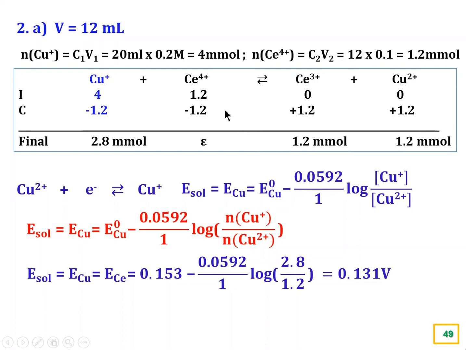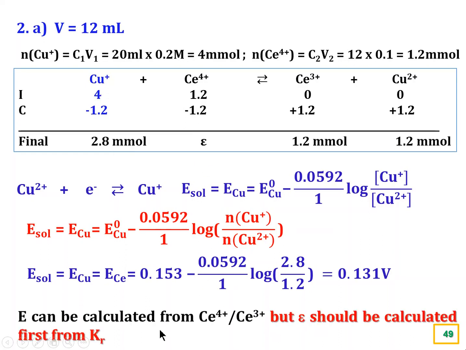Suppose a student wants to work on the couple cerium 4+/cerium 3+ to calculate E of the solution. In this case, we have to determine epsilon, and epsilon is calculated from the K of the reaction. But as we said in our explanation, before equivalence, it's easier to use the couple present in the beaker, and after equivalence, it's easier to use the couple used in the burette.